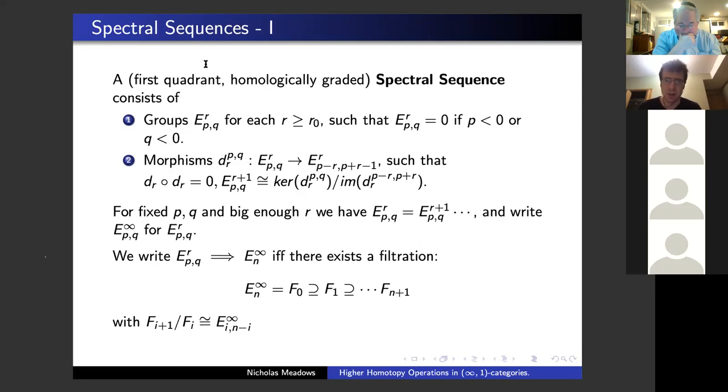This is usually a homotopy group or a homology group, and this is the basic tool of computing stuff in algebraic topology.